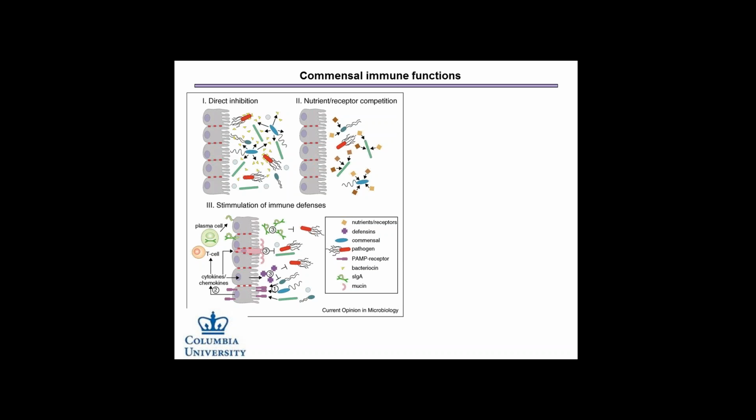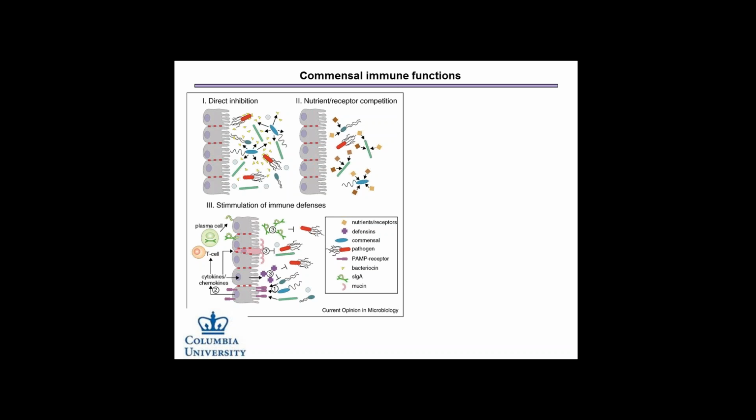First, we know that commensals, by the sheer numbers of them, may occupy niches for pathogens and thus prevent pathogens from establishing an infection. Certain commensal bacteria may produce substances that directly inhibit the growth of a pathogen, such as changing the pH, for example, or other bacteriostatic substances.